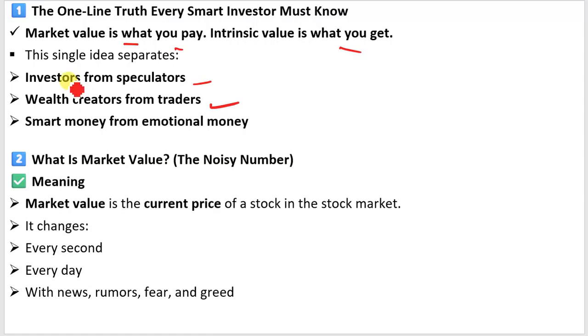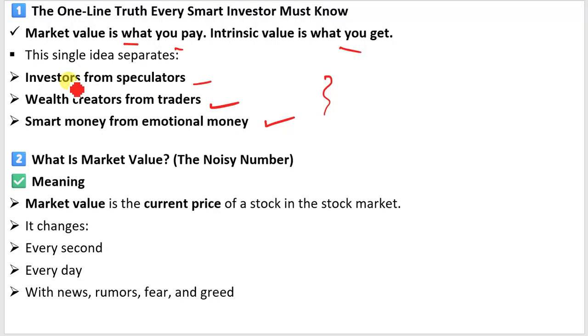And the third one is smart money from emotional money. What is this? Smart money represents strategic, long-term, objective investment, whereas emotional money is driven by fear, greed, or insecurity, often leading to impulsive, short-term, and irrational financial choices. To transition from emotional to smart money, investors should build a clear, predefined plan, automate decisions, and control impulsive actions such as panic selling during market dips. I hope you understand all three terms: investors from speculators, wealth creators from traders, smart money from emotional money.